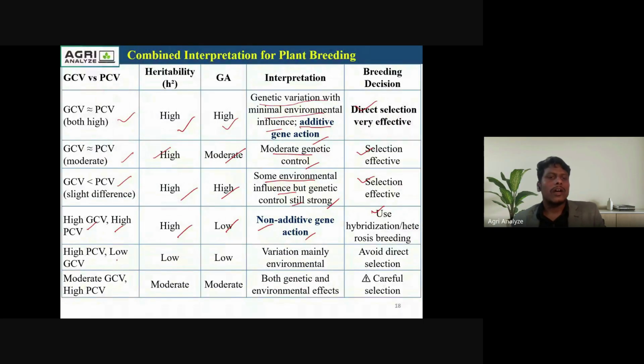Okay, so if high PCV and low GCV, and low heritability and low genetic advance, here avoid direct selection, due to the variation being mainly due to environmental factors. If moderate GCV and high PCV, and moderate to high heritability and moderate genetic advance, here also careful selection is needed, because both genetic and environmental factors are at play.